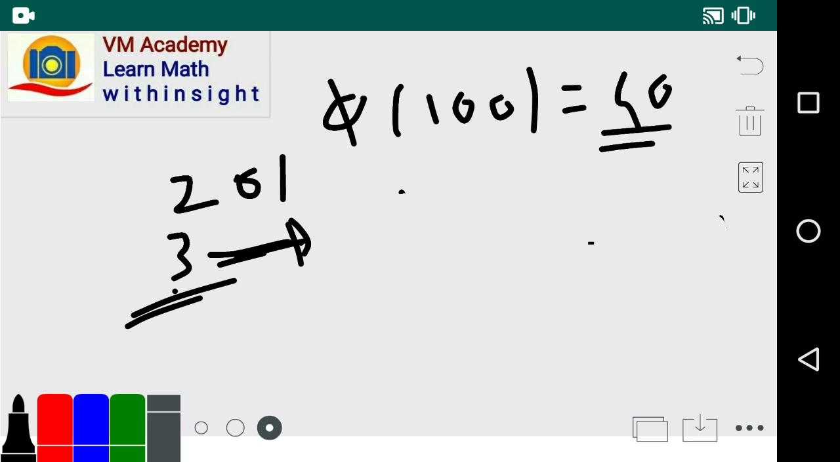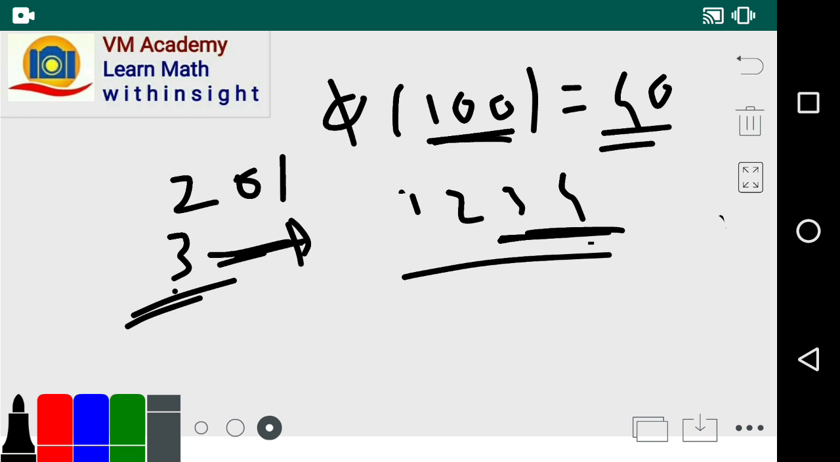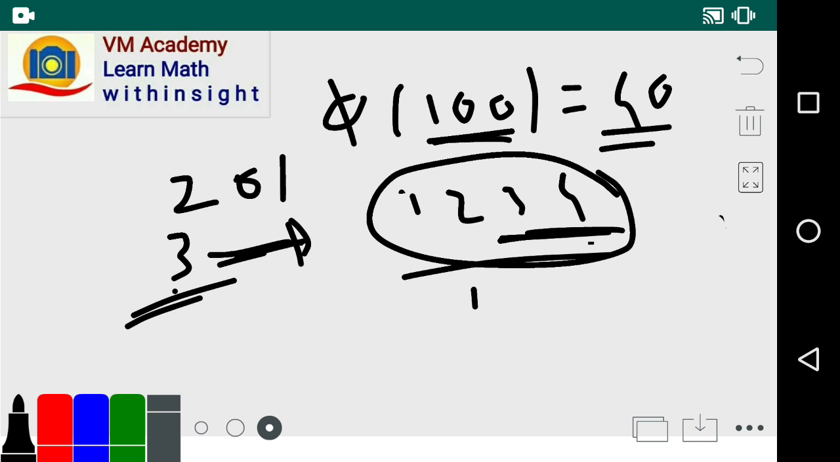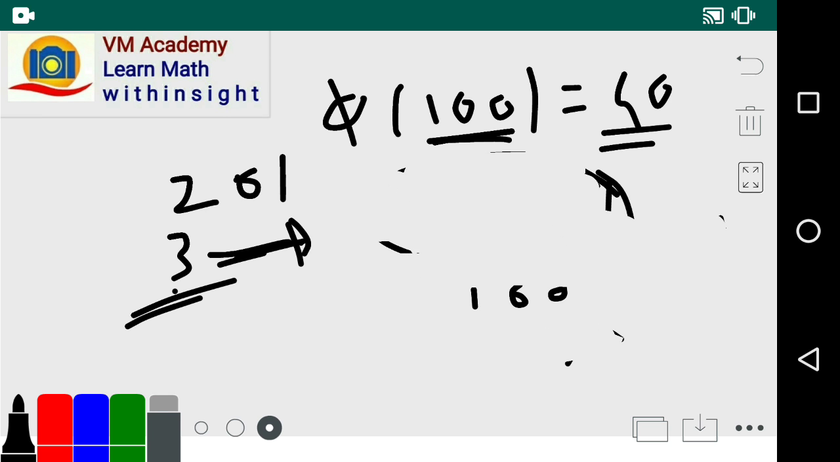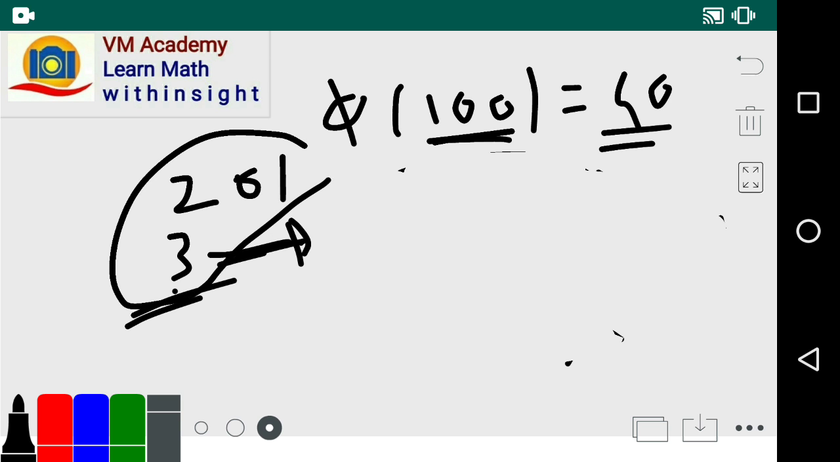Now 3 is relatively prime to 100, and calculating the last 2 digits of such a number is nothing but calculating the remainder when it is divided by 100. Example, 1234 divided by 100 leaves remainder 34, and 34 is nothing but the last 2 digits. So for the last 2 digits we have to calculate the remainder of this number divided by 100.